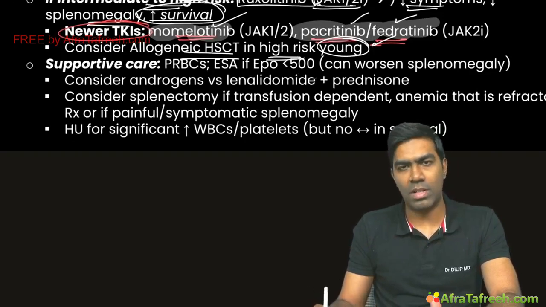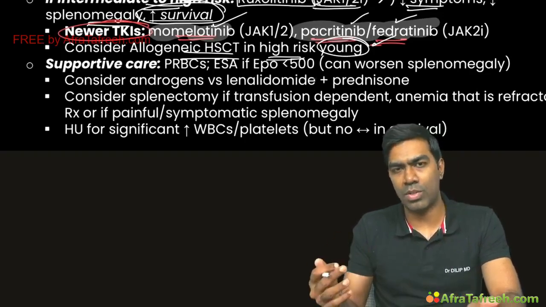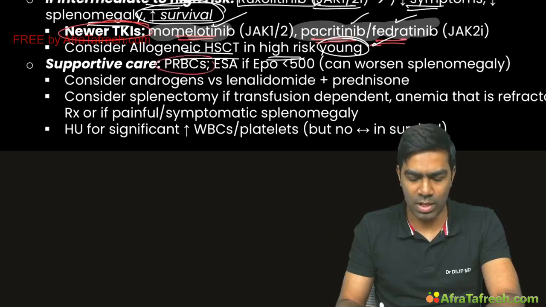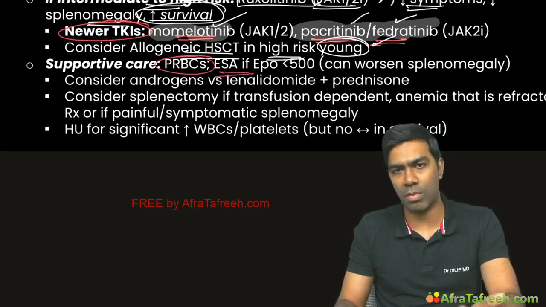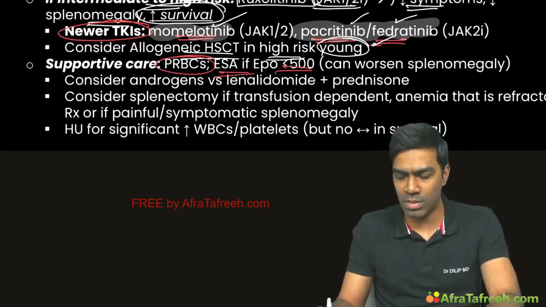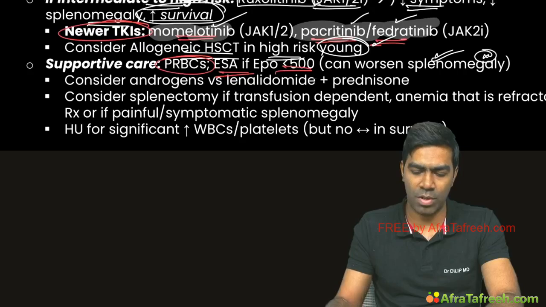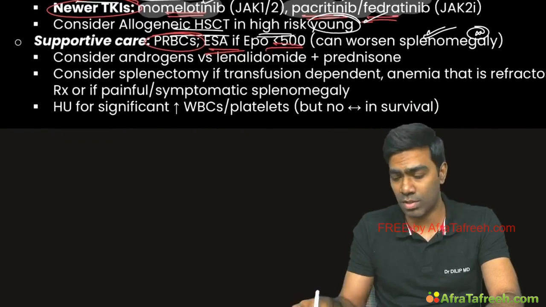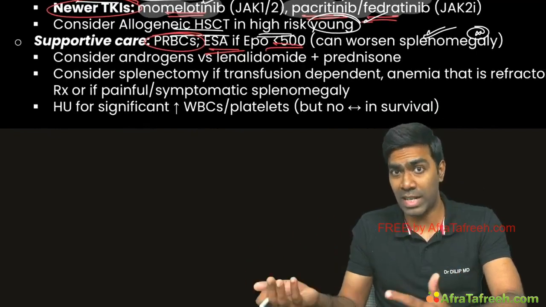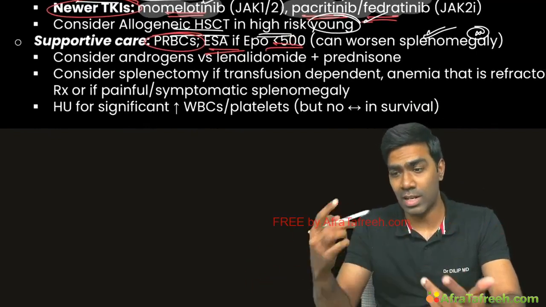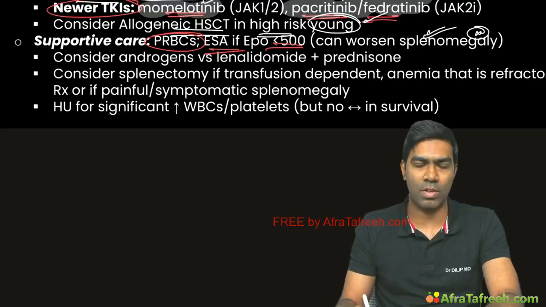And apart from that, most of the patients' primary issue will be cytopenia, so you can support that with the help of PRBCs or erythroid stimulating agents like epoetin alpha, darbepoetin alpha, if the erythropoietin levels are less than 500. But the problem is this can worsen splenomegaly, very important point, because there is extramedullary hematopoiesis and the RBC precursors are developing in the spleen. In this case, if you give erythropoietin, that can get accelerated and that can worsen the splenomegaly.